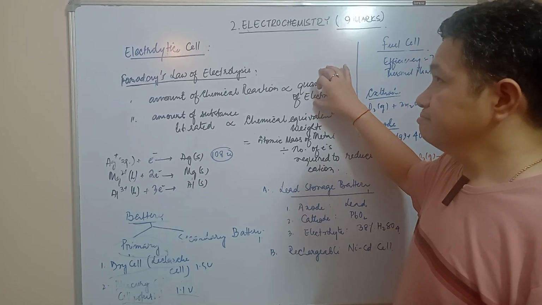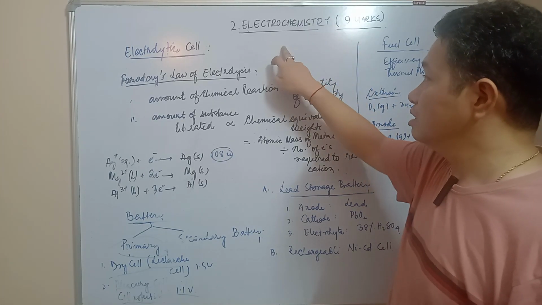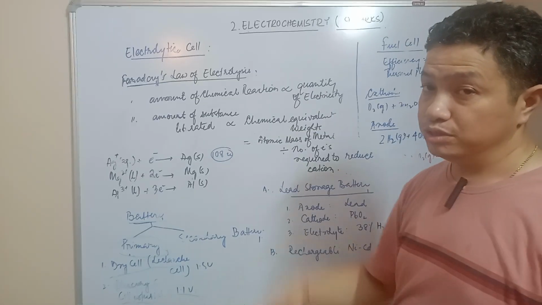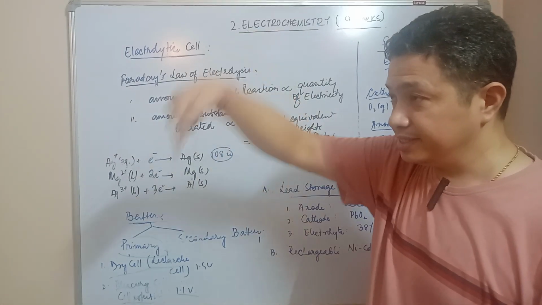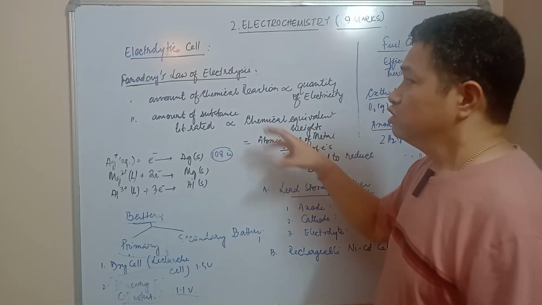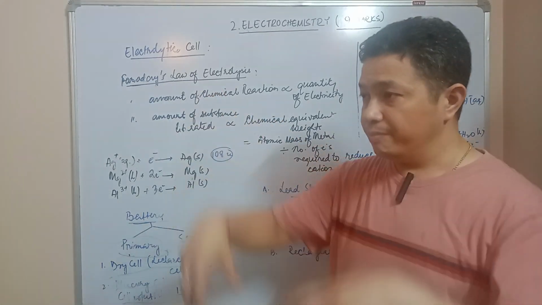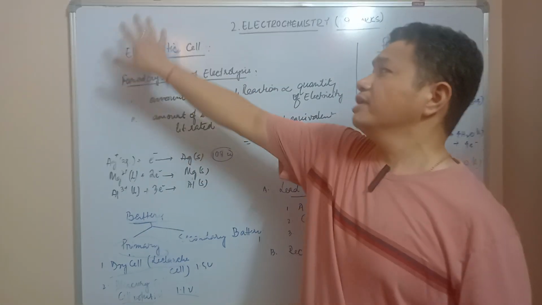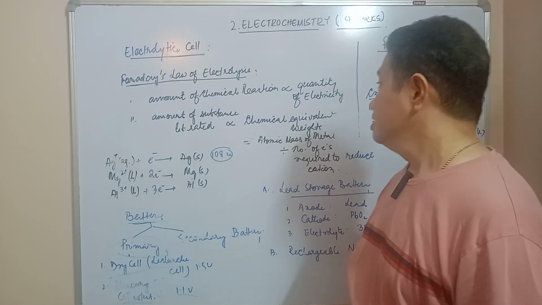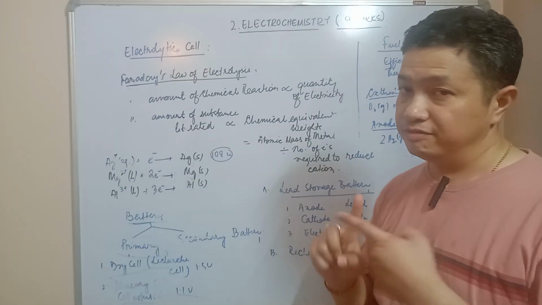It will be Q, the charge passed, and it will be equal to the product of I, the electric current, and the time, how much time you are passing electricity through it. That will be the charge, the quantity of electricity. So how much chemical reaction is happening through electrolysis in the electrolytic cell depends on the quantity of the electricity passed through it. So this is the first law.